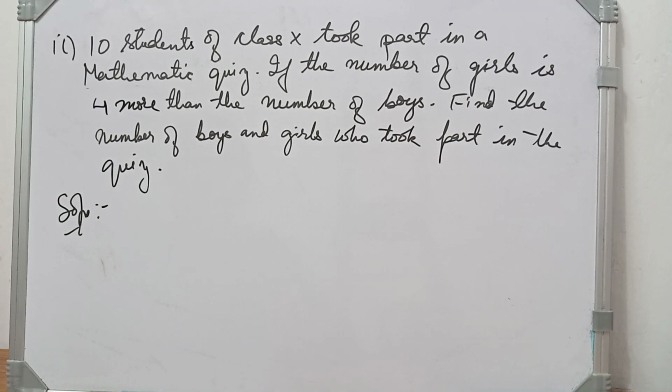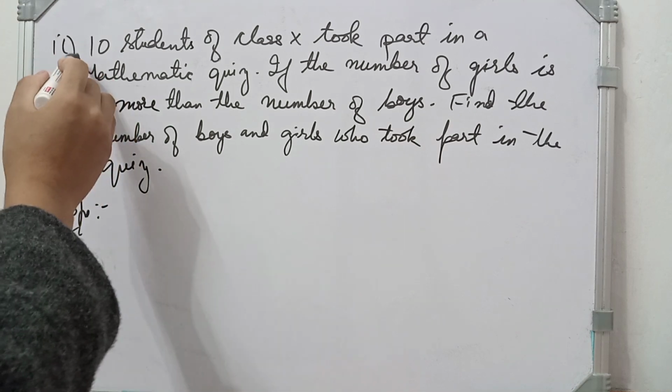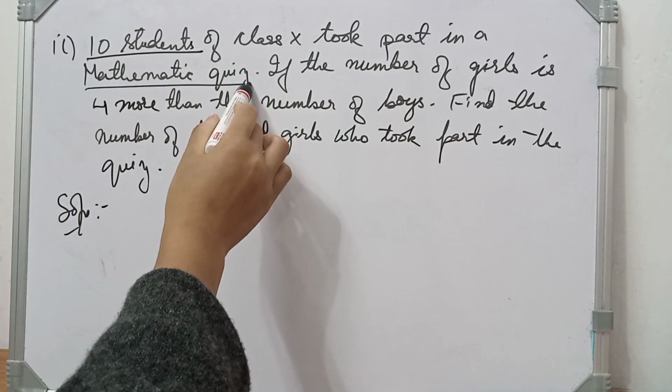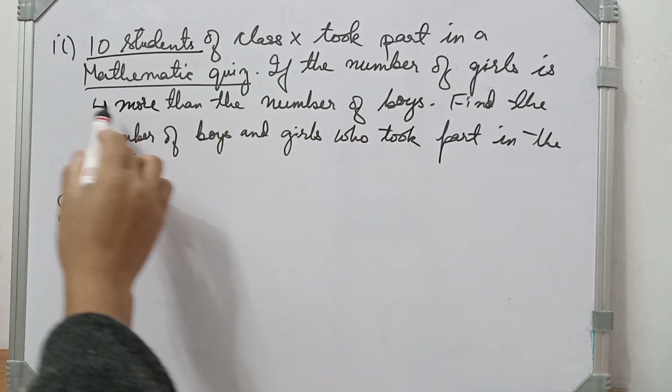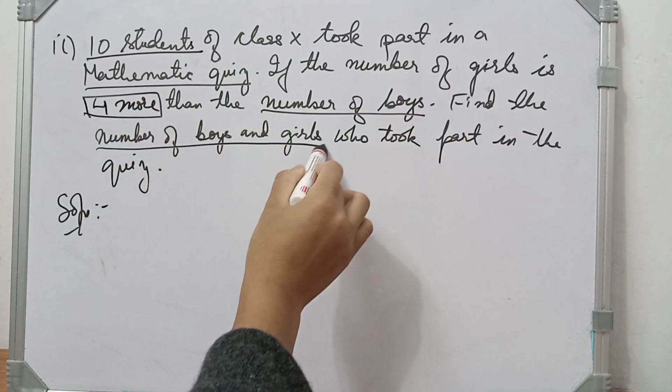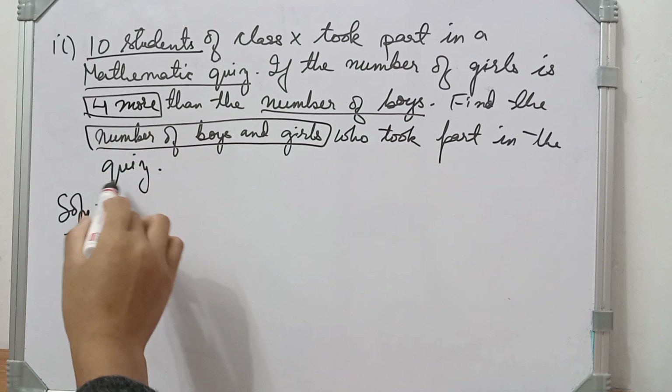Exercise 3.1. 10 students of class 10 took part in a mathematics quiz. If the number of girls is 4 more than the number of boys, find the number of boys and girls who took part in the quiz.